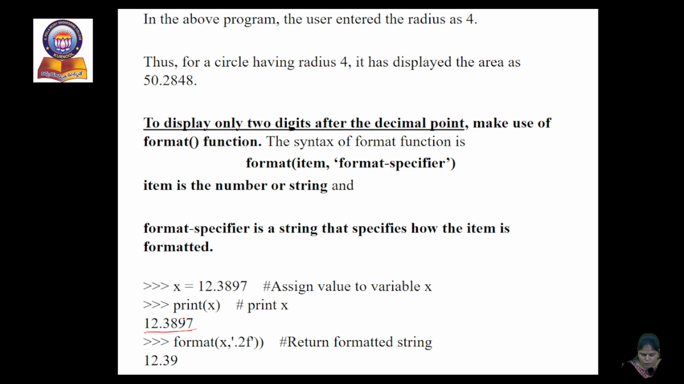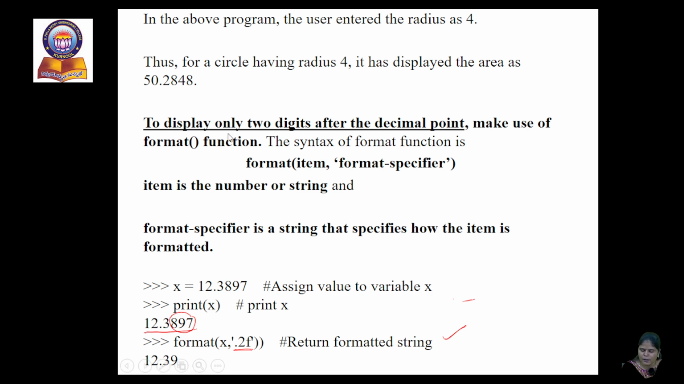I don't want all these values after the decimal point. I just want to display two values after the decimal. What I do is format of x comma 0.2f. That means after the dot, how many values do I need? Only two values. So 897 will be rounded off, as 8 is greater than 5, so it will be rounded to 9. So now I will get the output as 12.39. This we call a formatted string.